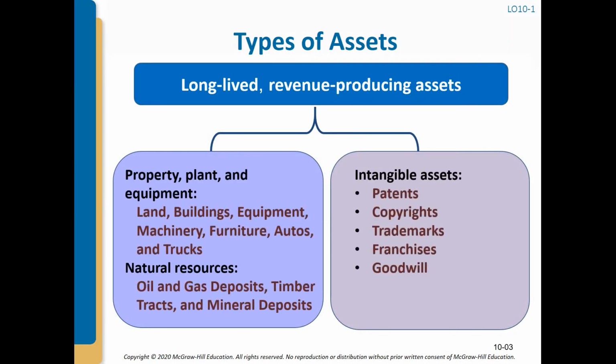Okay, so the types of assets we have: long-lived revenue producing assets, property, plant and equipment. We have land, buildings, equipment, machinery, furniture, autos and trucks. And the natural resources we have are oil and gas deposits, timber tracts and mineral deposits. Intangible assets we have are patents, copyright, trademarks, franchise and goodwill.